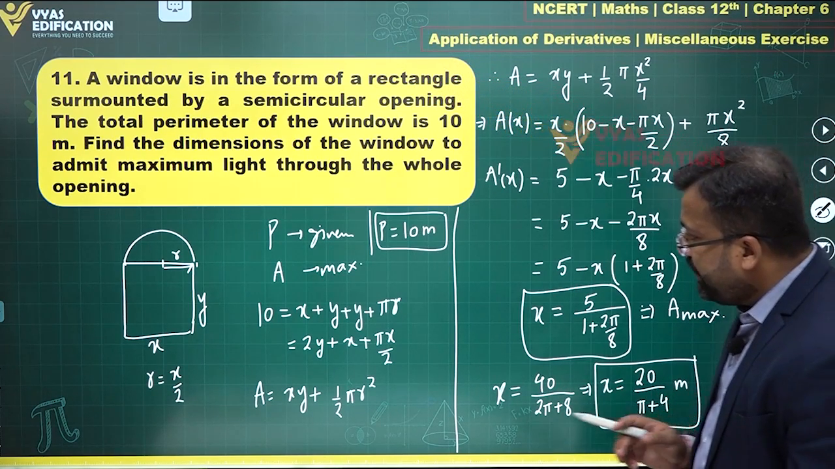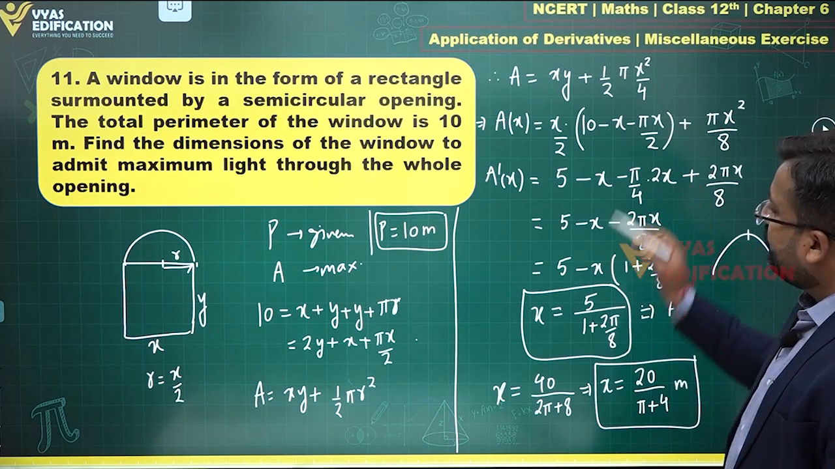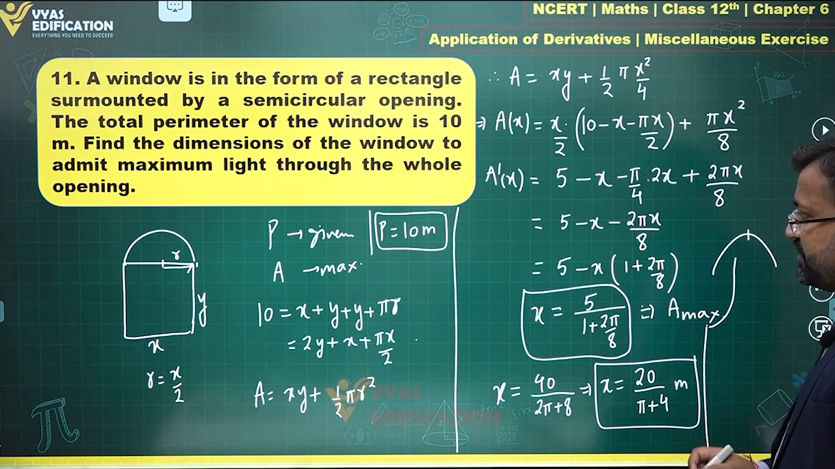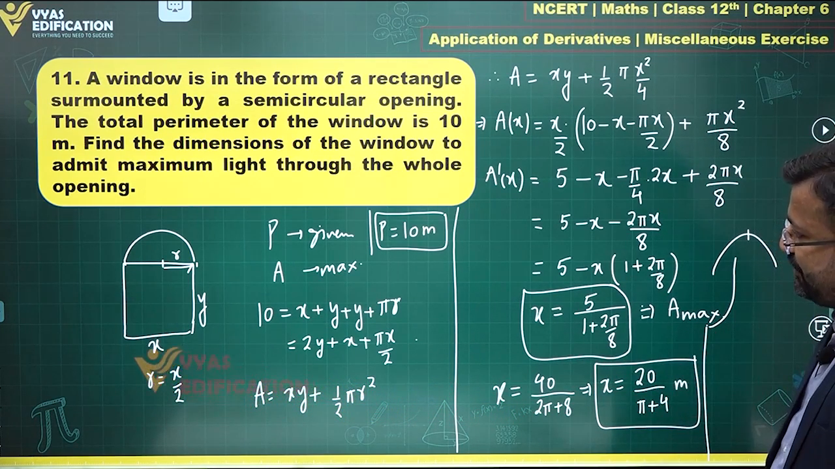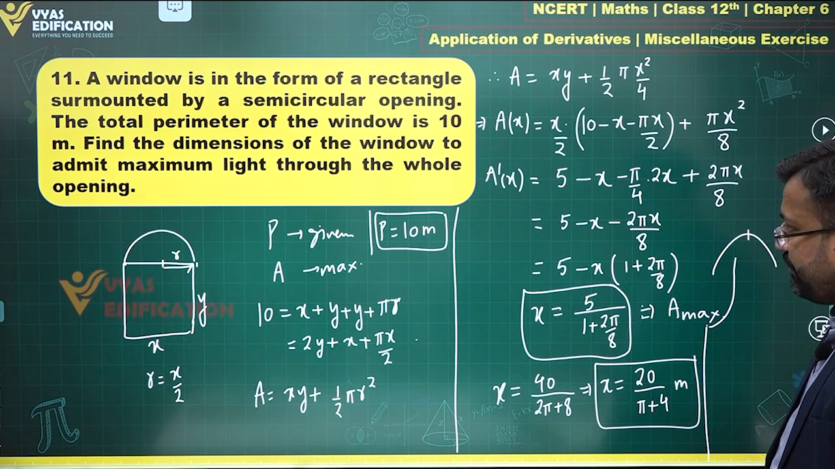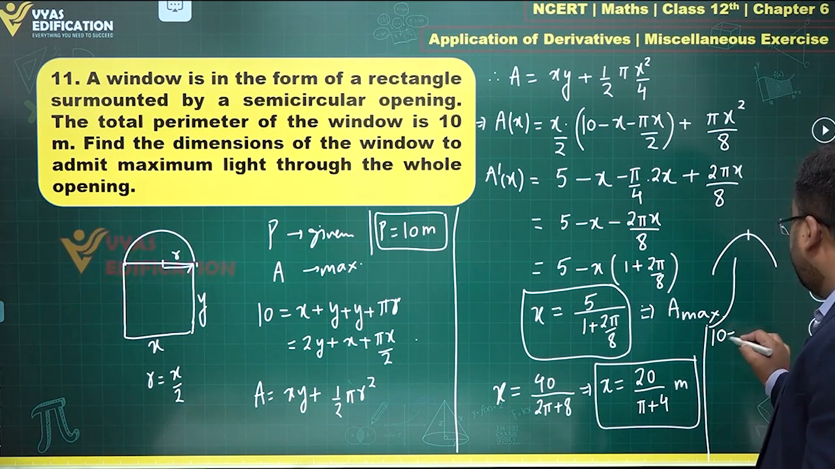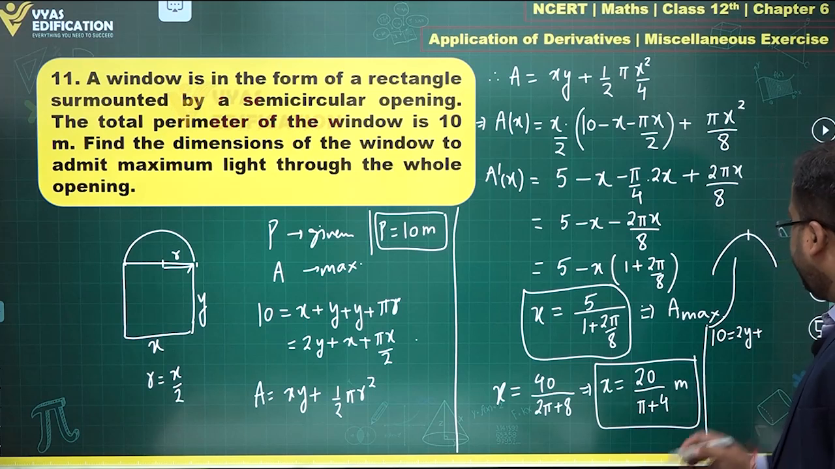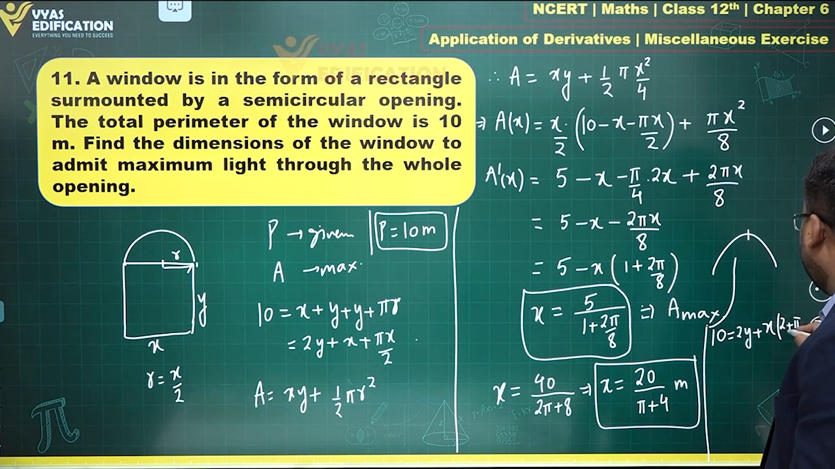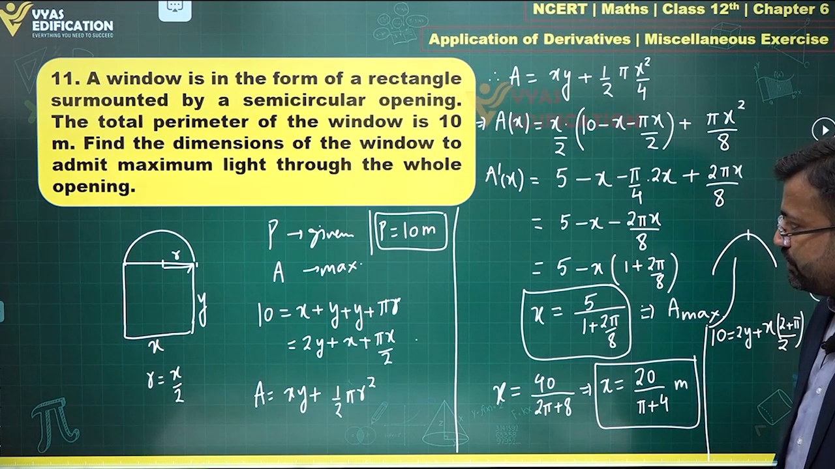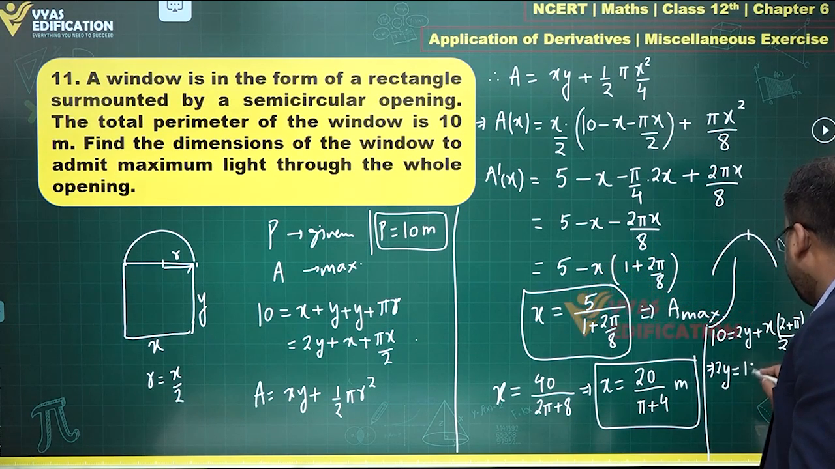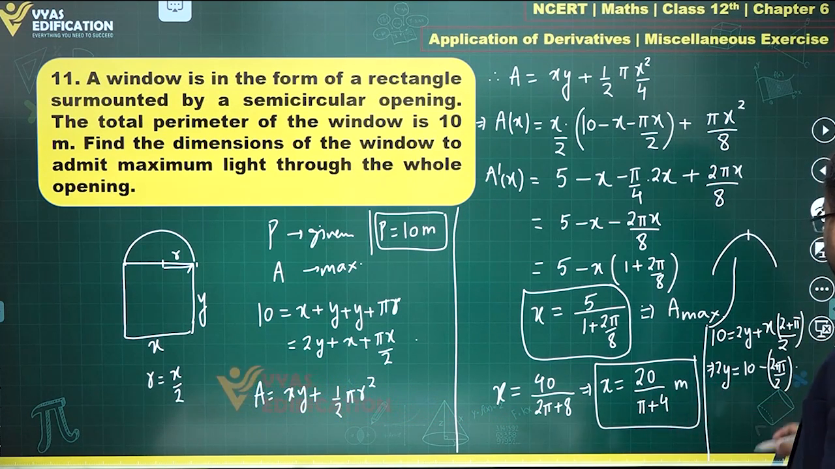What about y? y can be obtained with the help of this result. Yes, we have used that over there. So y will be equal to, let's calculate y with the help of all this information. Okay, x is already there, 20 upon pi plus 4. Yes, 10 is equal to 2y plus, let's take the LCM, (2 plus pi) upon 2, x times, 2 plus pi upon 2 is what I have. And this tells me that 2y will be equal to 10 minus (2 plus pi) upon 2 times x. x is 20 upon pi plus 4.